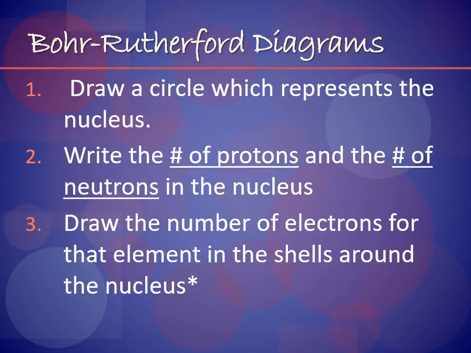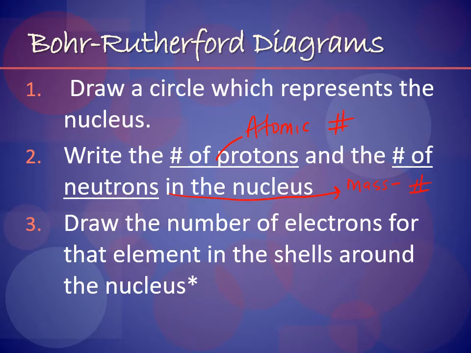Remember, the number of protons comes from the atomic number, and the number of neutrons, I can write that down actually. The number of neutrons comes from the mass minus the atomic number. Remember, you have to do that subtraction. Okay? So once you've done that, you're done with the nucleus, then you can start drawing your electron shells.